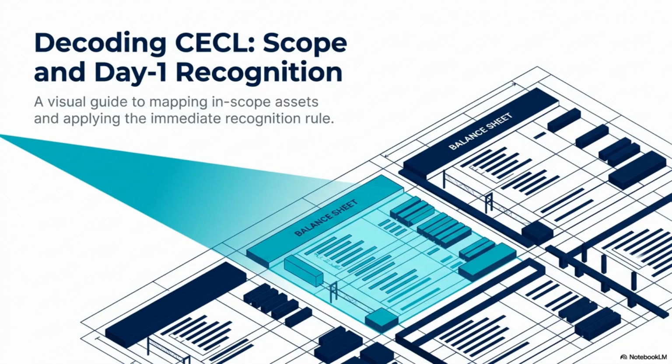Before you can apply the current expected credit loss standard, you need to know exactly which assets it covers and what happens the moment you record one. Get those two things wrong and every allowance calculation that follows will be built on a shaky foundation. This section cuts through the ambiguity.